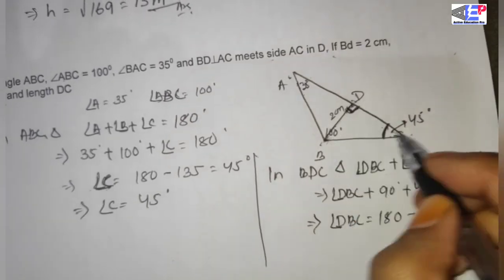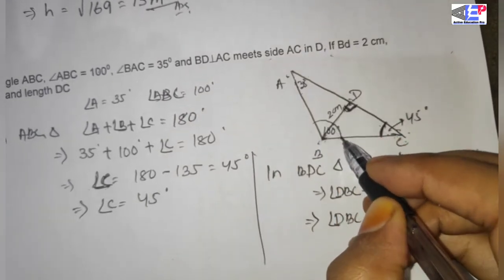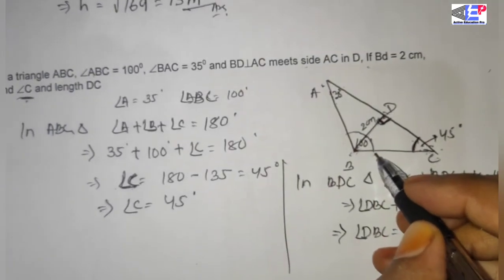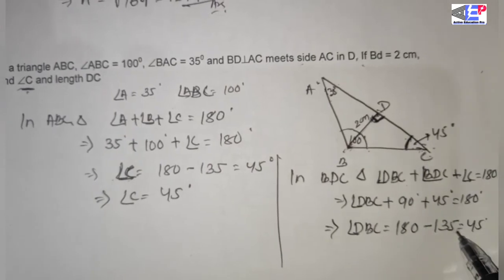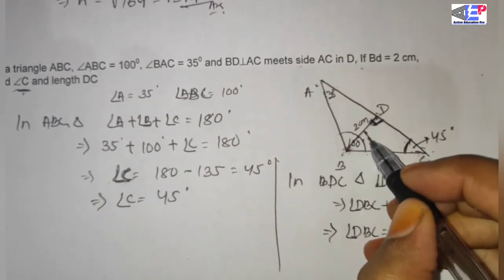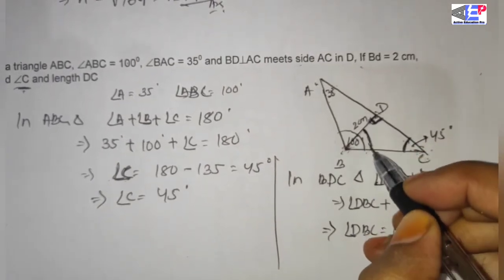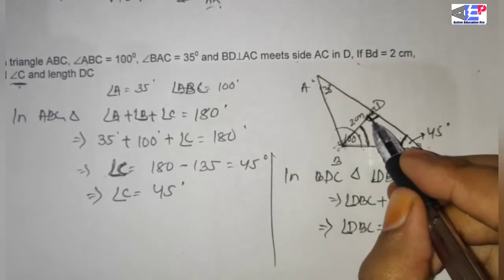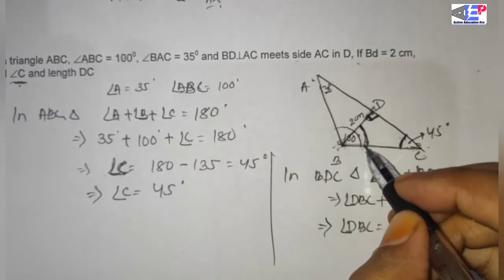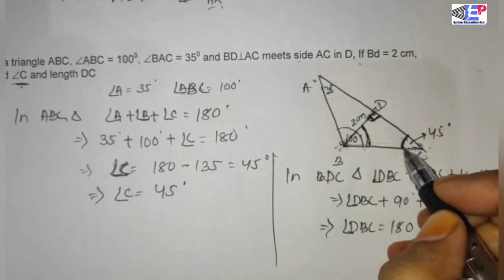So this total angle B is 100 degree, given in our question. But we found that DBC is equal to 45 degree. So this angle is 45 degree. In this right angle triangle, D is equal to 90 degree, B is equal to 45 degree, and C is equal to 45 degree.